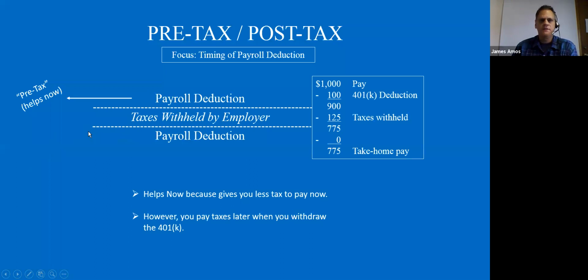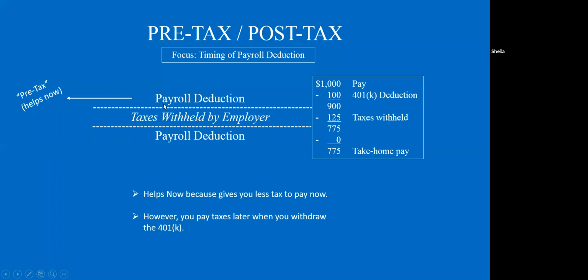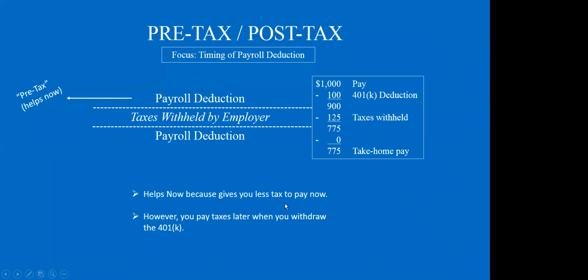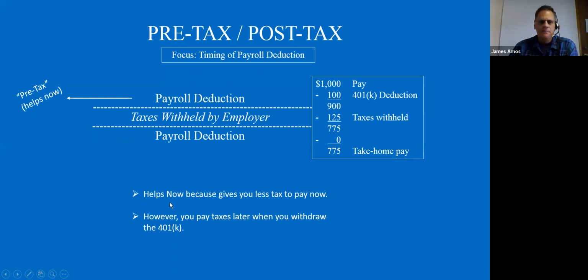Okay, so let's look at an example here. And I got to move my little bar you guys can't see so I can see it. There we go. All right, so we're going to talk about a pre-tax, which helps you now. Pre-tax helps you now because it gives you less tax to pay now. All right. And we're going to go through an example there on the right in a minute.